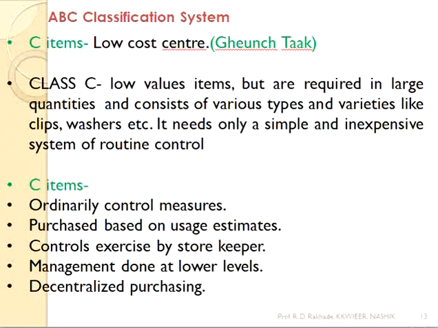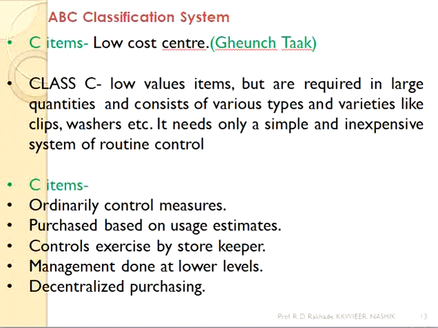C type, that is low cost center. So this type of inventory is not much expensive, we can say it is cheaper, or more consumable in the factory. The characteristics of C items are ordinary control measures, purchase based on use estimate, control exercised by the storekeeper only, management done at lower level, and it may be decentralized purchasing.